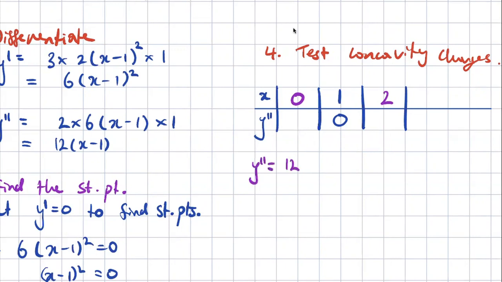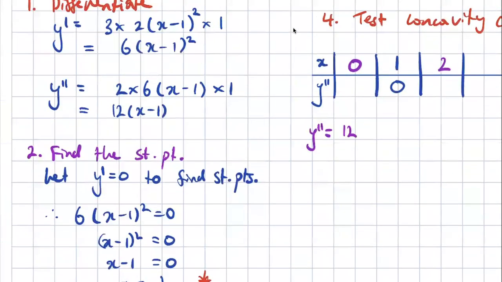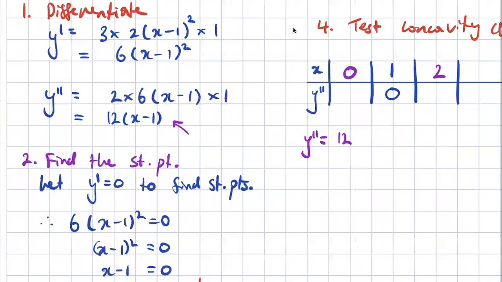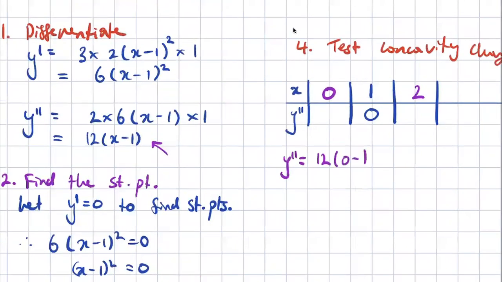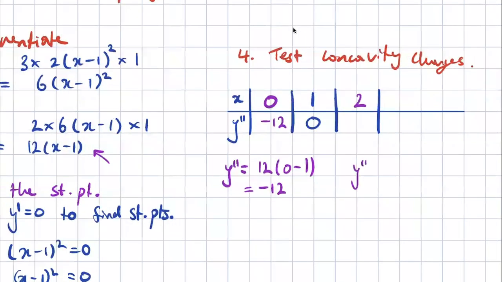Subbing it into the second derivative, that's this one just here. 12 times 0 minus 1. 0 minus 1 is negative 1 times 12 is going to be negative 12. So we have negative 12 here. Same thing for when we test 2. 12 times 2 minus 1. That's 2 minus 1 times 12, which is 1 times 12, which is just 12.